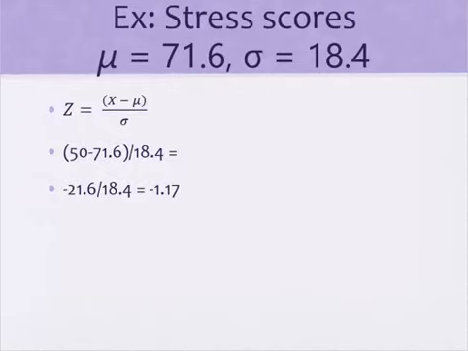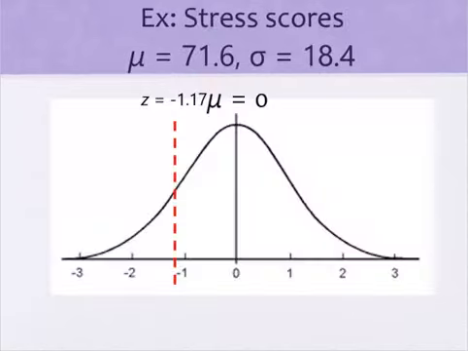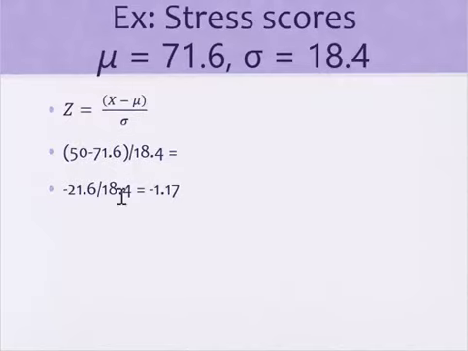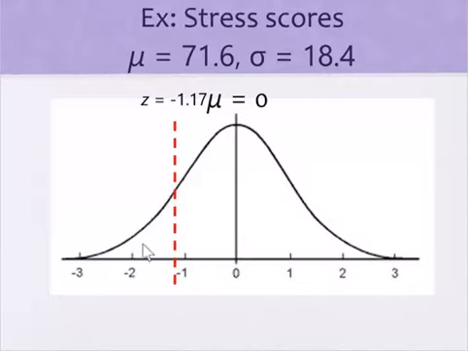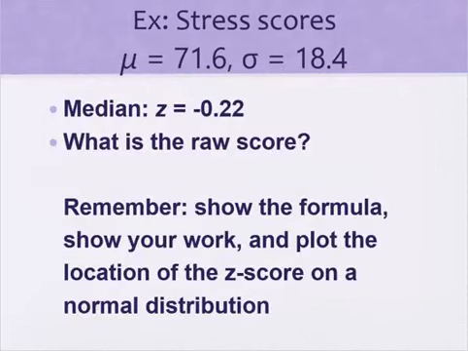And so this is all you have to do, right? These steps here: show the formula, show your work, and plot where your z-score is on a normal curve. That's all you have to do in order to get full points on the homework questions. Okay.